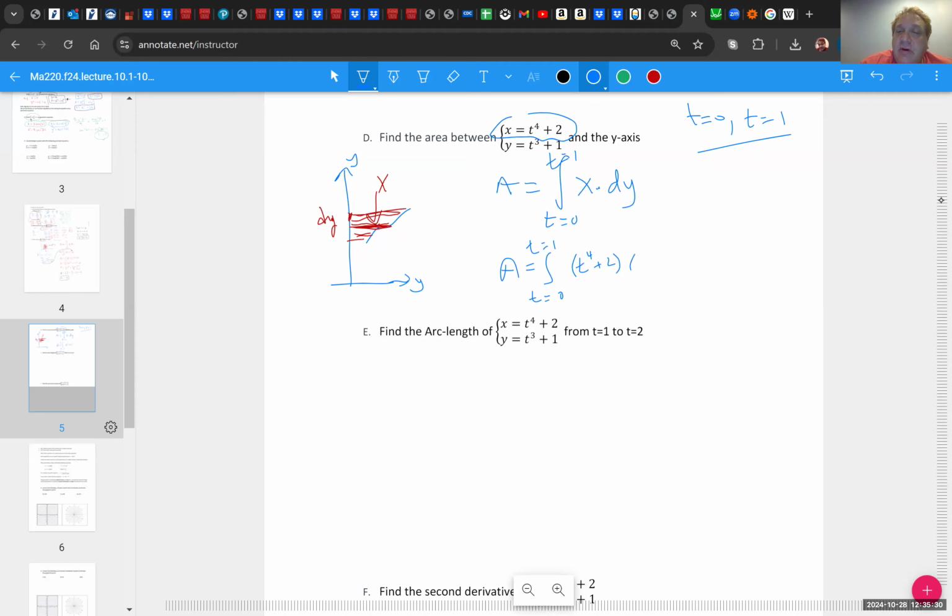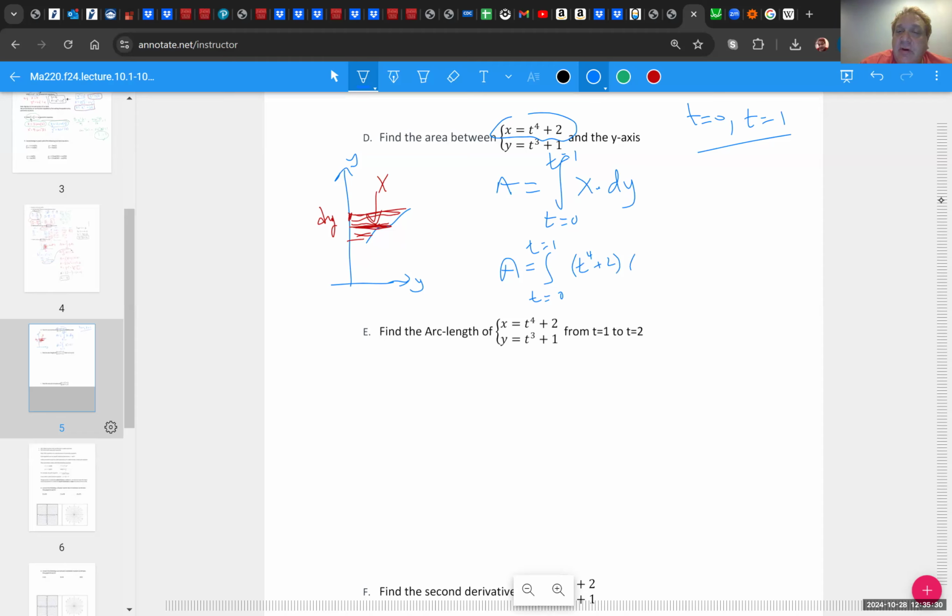Dy/dt we did before. Dy/dt is this one right here, 3t squared. So I'll put the 3t squared in there, but it's squared because it's (dy/dt) squared. And that's my formula for the arc length of this parameterized equation from t equals 1 to t equals 2. Now it just becomes an exercise in doing the calculus. These ones can be very challenging, actually. 4t cubed squared is 16t to the 6th, and 3t squared squared is 9t to the 4th.